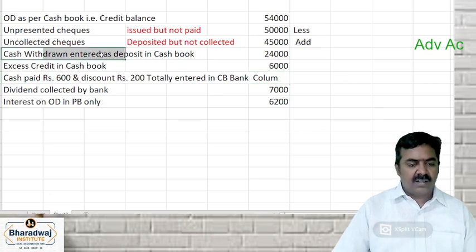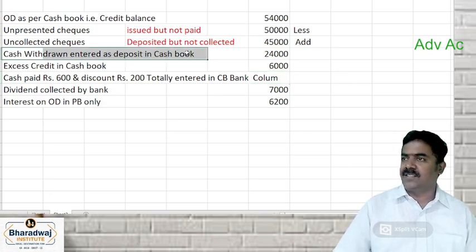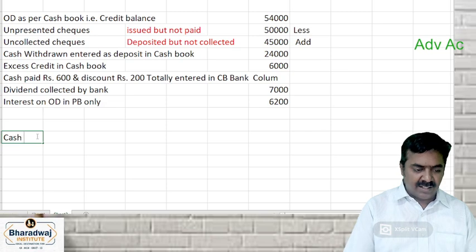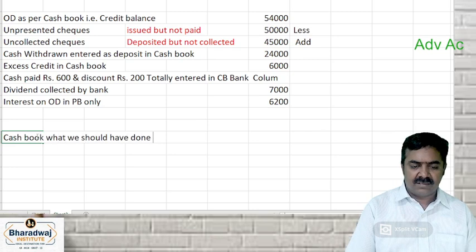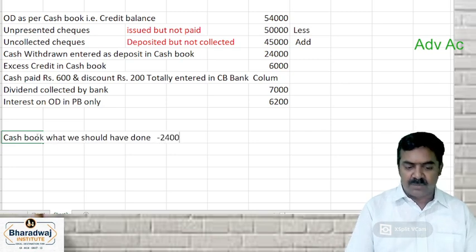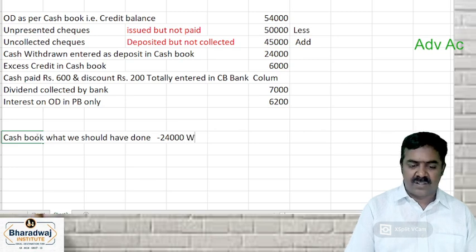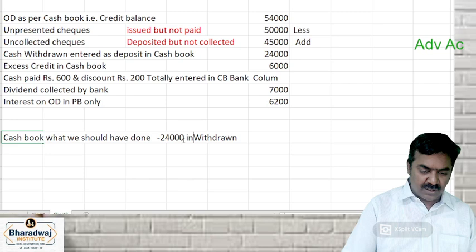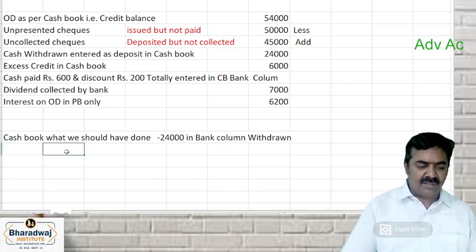Then cash withdrawn entered as deposit in cash book. Cash book la what we should have done, minus 24,000 போட்டிருக்கும். Cash withdrawn. Okay. Minus 24,000 in which column? Bank column பண்ணிருக்கணும். But wrongly what we have done? We have added how much? 24,000.